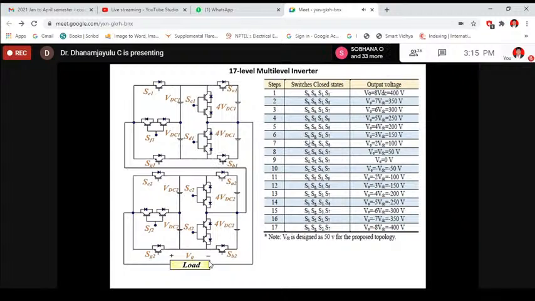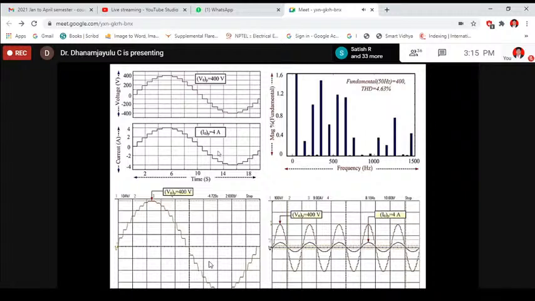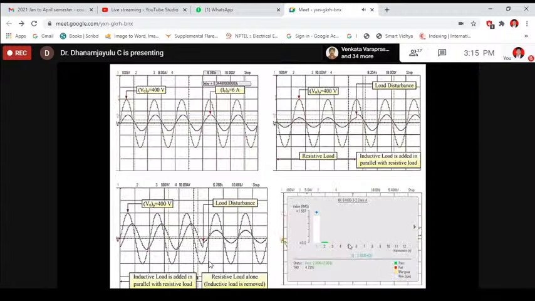Based on that, I have extracted the results, which show that it has 17 levels. This is the simulation THD, and this is the experimental output waveform. Again, I have tested with linear loads and non-linear loads. This is the linear load with R load, and this is the non-linear load, and this is with unity power factor to lagging power factor to unity power factor. Here the proposed inverter is well stable during lagging dynamic load conditions.